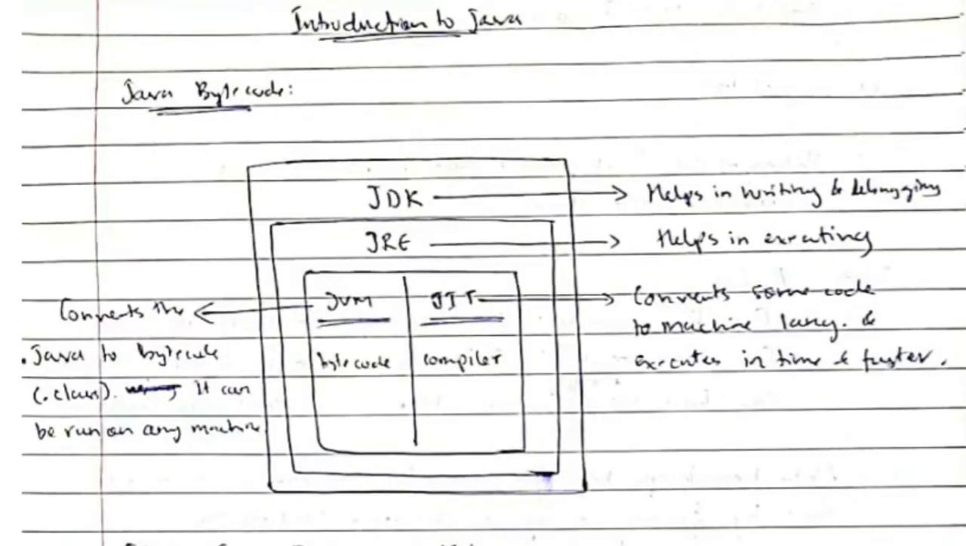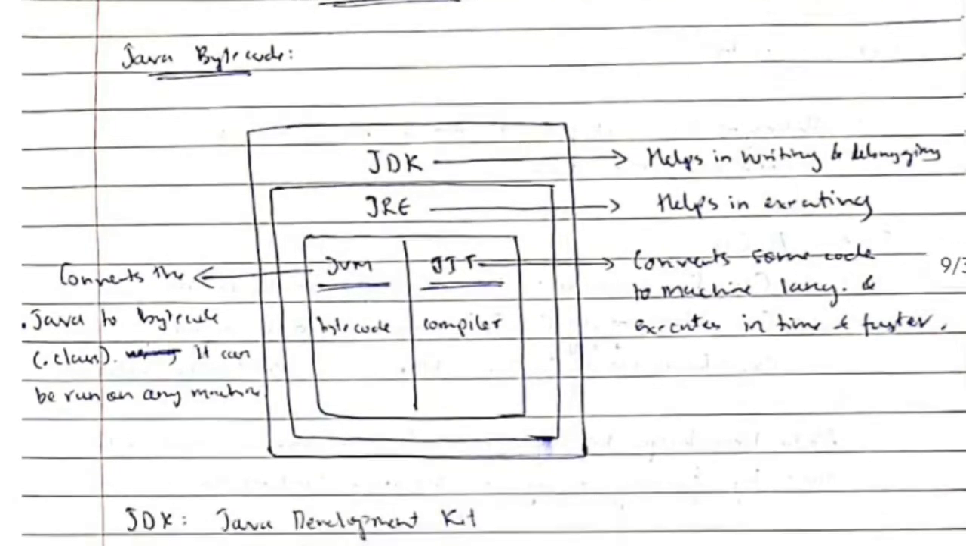Java is not like any other programs like Python, C or C++, because in Java there are many things like JDK, JRE, Java Virtual Machine, and Just-In-Time Compiler. Okay, so let's discuss each of these.